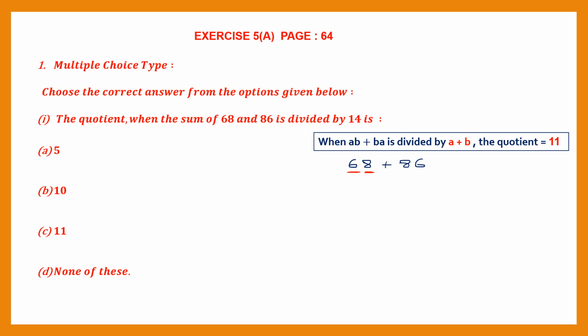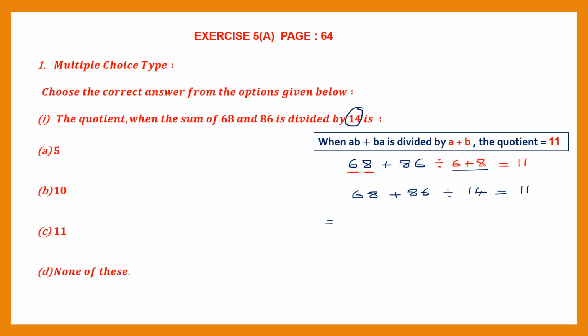So here the question is when it is divided by A plus B, that is 6 plus 8, the quotient is always 11. You can try this with any number. That is, when you take any number, you reverse it and you add it up, and then you divide it by the sum of A and B, your answer will always be 11. So in this case, they're saying add up 68 plus 86 and divide it by 6 plus 8, which is 14. It's given in the question. Your answer is always 11.